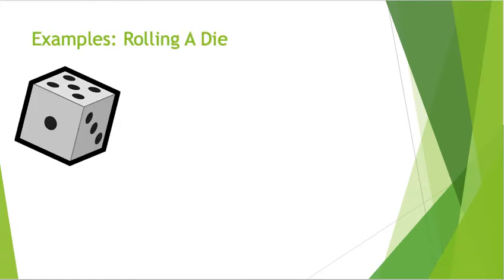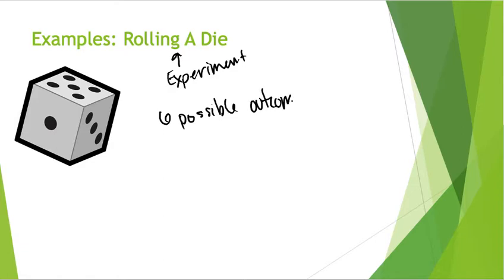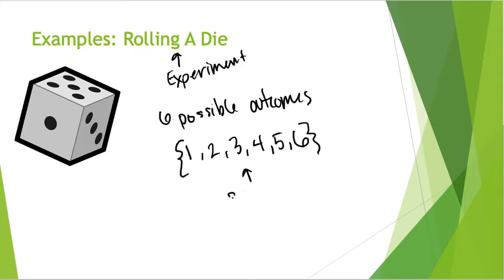So first example, rolling a die or rolling a number cube. Well, the roll itself, that is the experiment. And the experiment has multiple outcomes. So in this case, our experiment has 6 possible outcomes. And those outcomes include rolling a 1, rolling a 2, rolling a 3, rolling a 4, rolling a 5, or rolling a 6. And the set of all of these outcomes is your sample space.